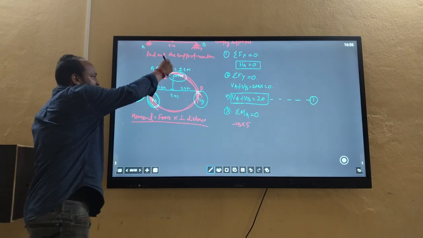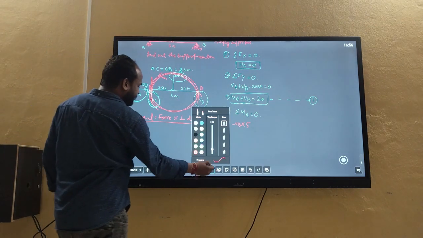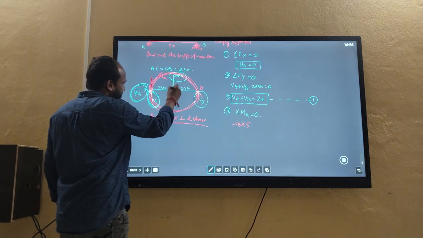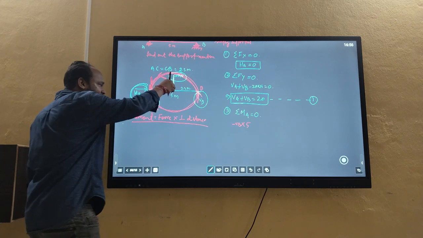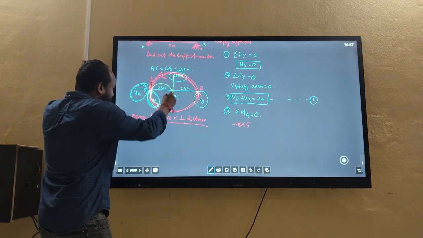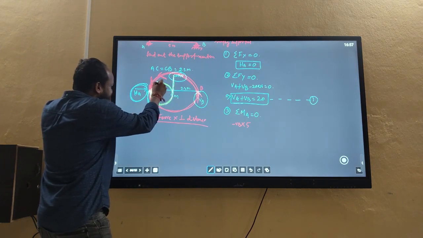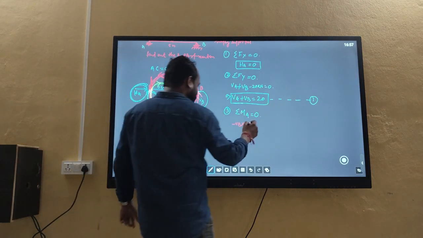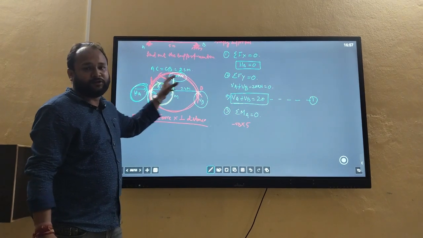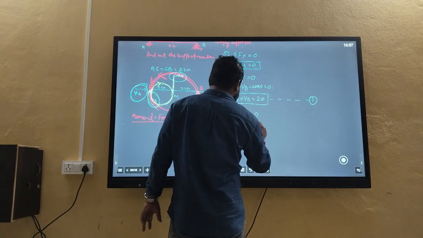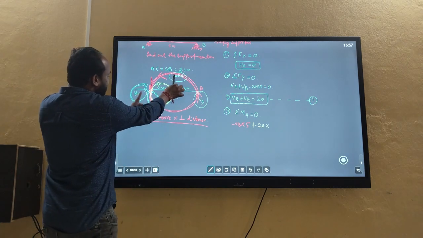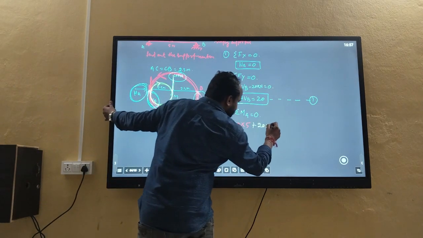Then it is the 20 kilonewton force. Due to the 20 kilonewton force, a moment will also be generated, but the force is in the downward direction. So if this force wants to generate a moment at point A, then it will go in this direction, which is our clockwise direction. Understood? Then I am taking anti-clockwise moment as negative, then only I will take the clockwise moment as positive. So plus 20 multiplied by the distance, the distance from the 20 kilonewton to point A is 2.5 meters.